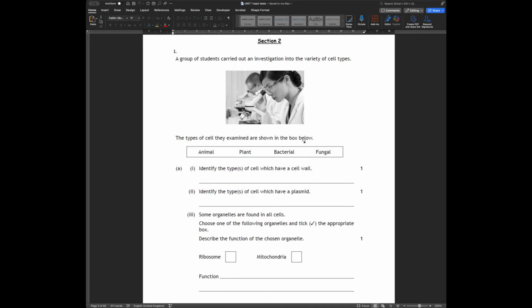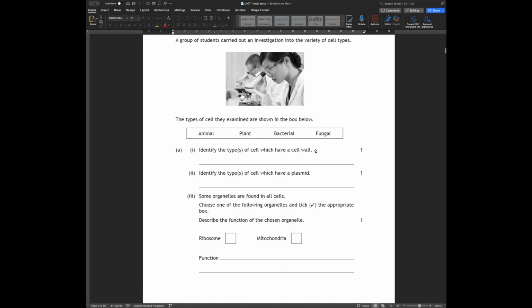What we'll do is we'll do a couple of the section 2 questions to get you used to those as well. This one here says a group of students carried out an investigation into the variety of cell types. The types of cell they examined are shown in the box below. So we've got an animal cell, a plant cell, a bacterial cell, and a fungal cell. You have to identify the type of cell which have a cell wall.